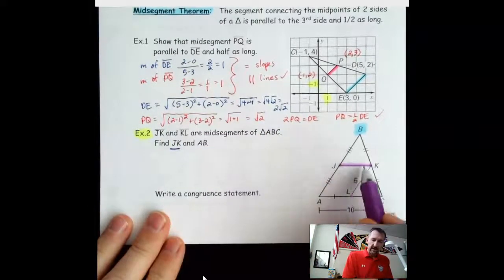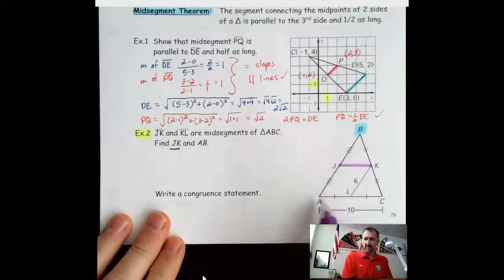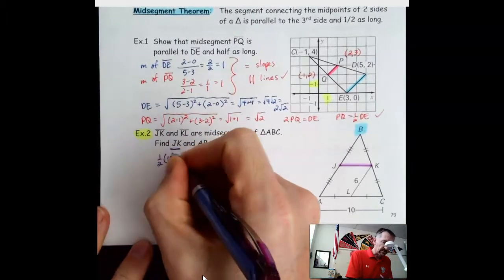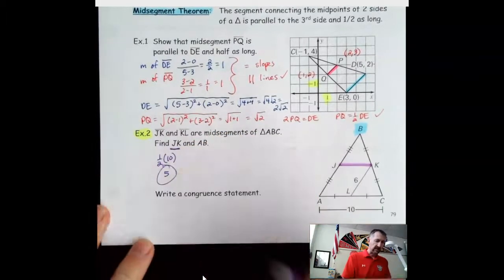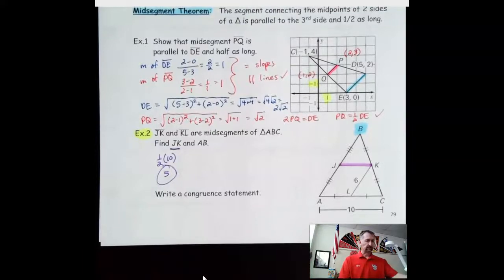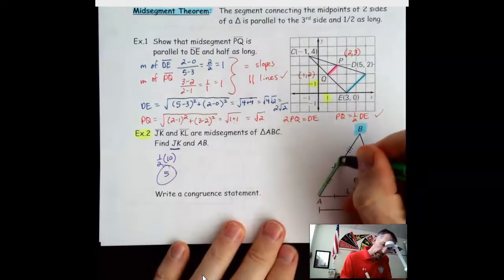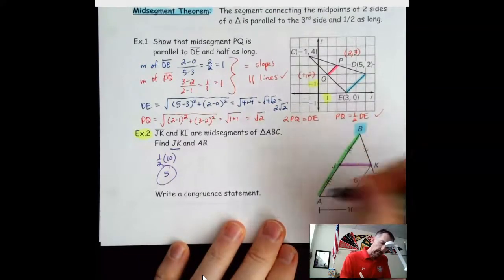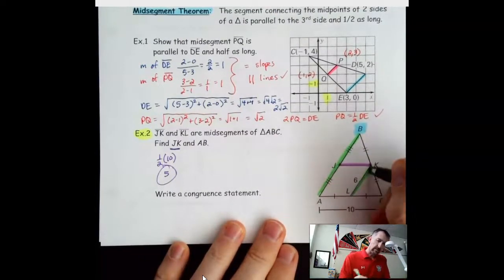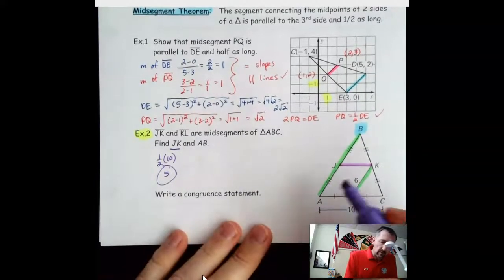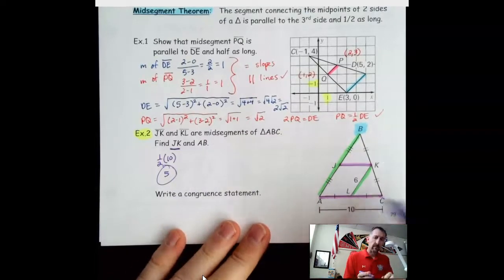So JK is the midsegment that matches up with this side. It's parallel to this side and it's half as long. So JK should be 5. All right. And it says to find AB. Okay, so AB, that's going to go with this. And just like JK went with AC.